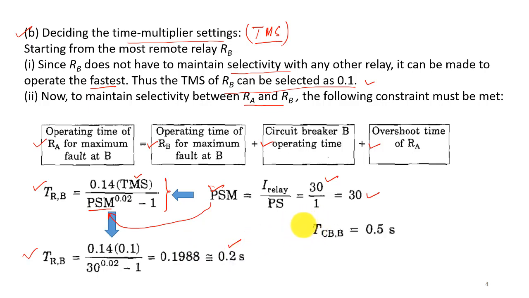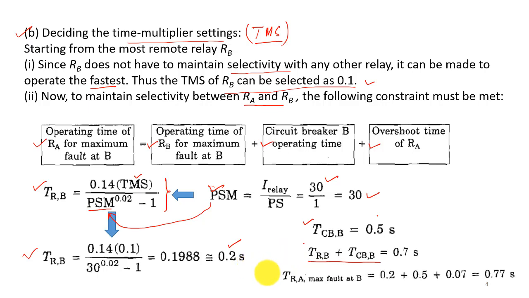Now the operating time for circuit breaker B, that is associated with relay B, is 0.5 second. Now I can find the total operation time, which will be TRB plus TCB B, that is 0.7 second: 0.5 second plus 0.2 second. So now I'll find the operating time for relay A for the maximum fault current at bus B, and I can just add these values.